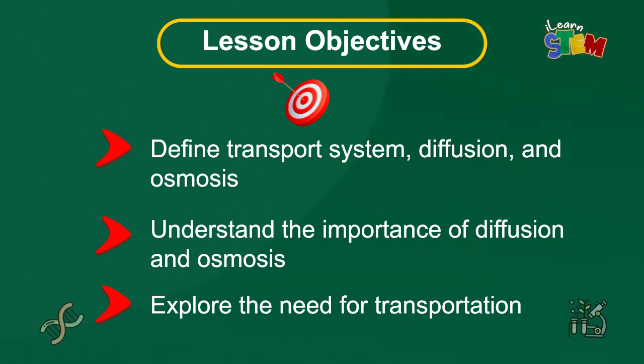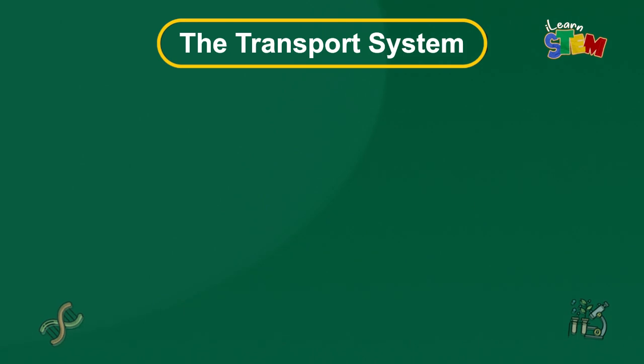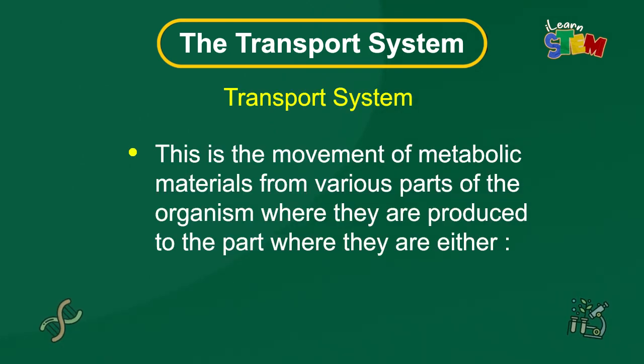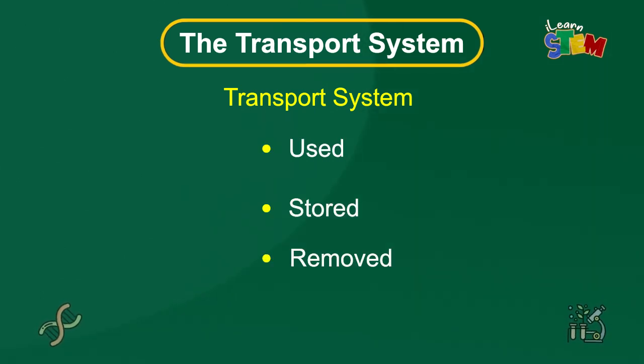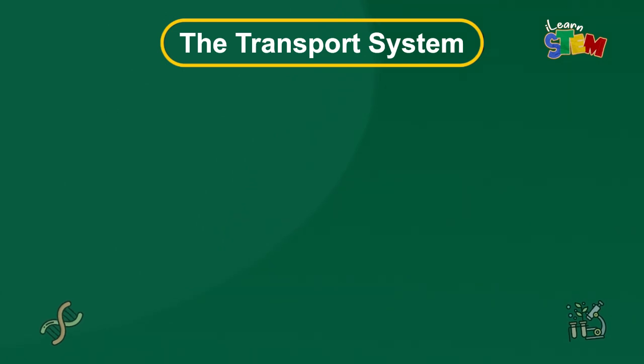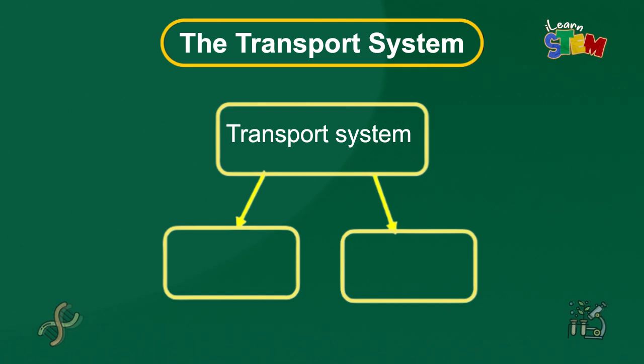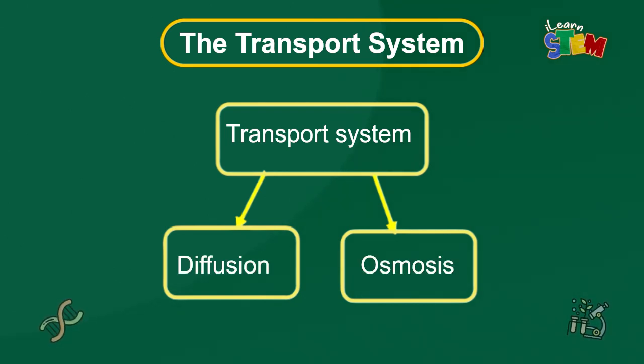Now, let's begin with the transport system. Transport system in plants and animals refers to the movement of metabolic materials from various parts of the organism where they are produced to the part where they are either used, stored, or removed from the body. Let's see how the transport system works. The transport system works with the help of diffusion and osmosis. They are the fundamental process behind it.